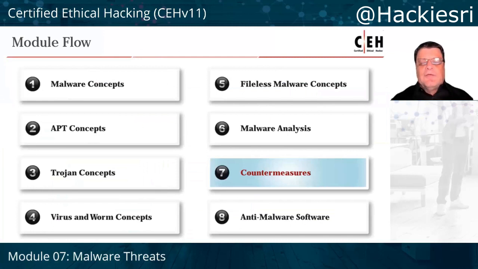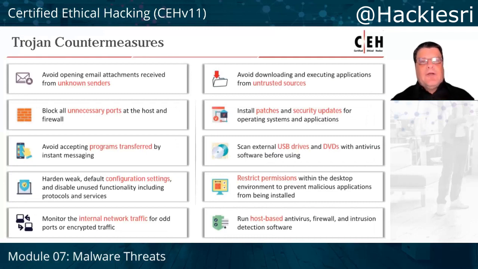Module flow, component 7, countermeasures. Trojan countermeasures include any of the following. One, you can avoid opening email attachments received from unknown or suspicious senders. Block all unnecessary ports at the host and firewall. Avoid accepting programs transferred by instant messaging. Harden weak default configuration settings and disable unused functionality, including protocols and services. Often these are turned on by default, by the way, so it is wise to take a look at what's on by default and turn off everything that is not necessary.